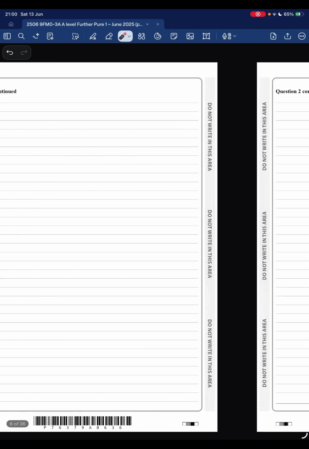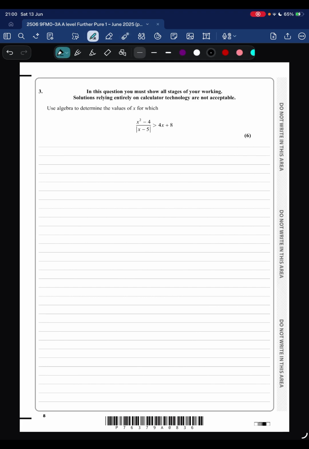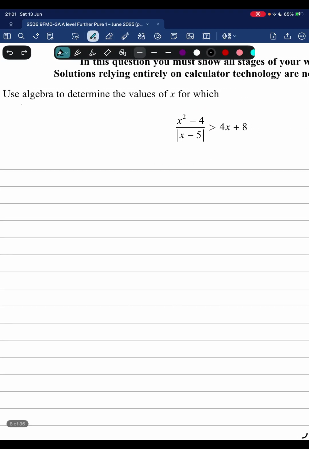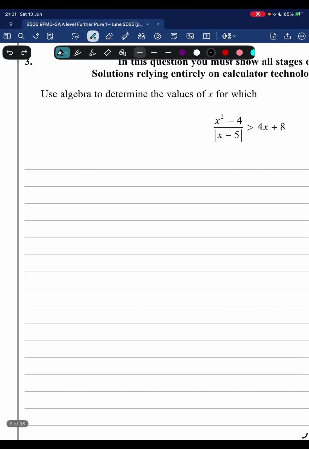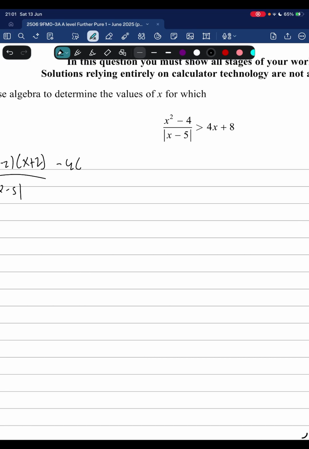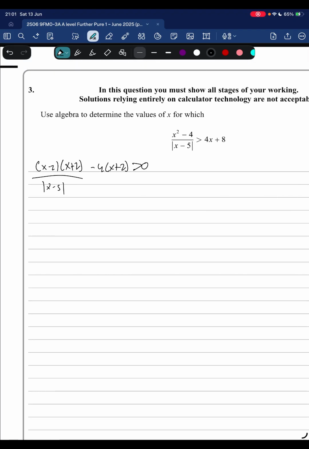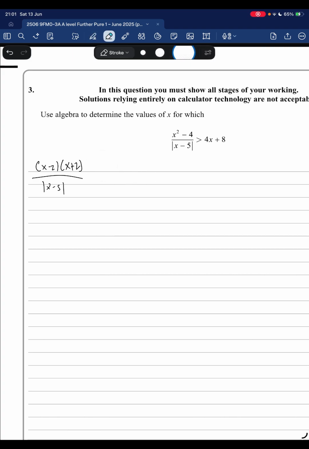Okay, so now for the next question, we have an inequality, right? So one thing to remember, you can't multiply by the denominator, because we don't know if it's positive. Actually, we could here, because we know it's positive. But, okay, so what we want to do is factorize. So we get (x minus 2)(x plus 2) over modulus of x minus 5, minus 4(x plus 2) is greater than 0. And then we just consider cases, right? I mean, honestly, we could just leave it like this.